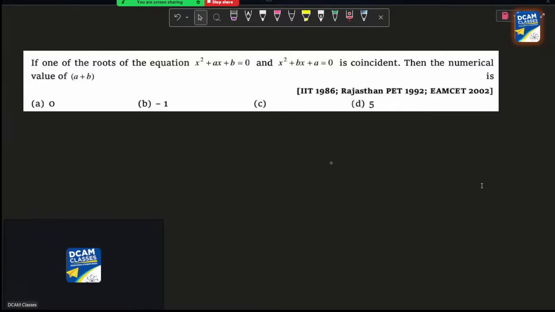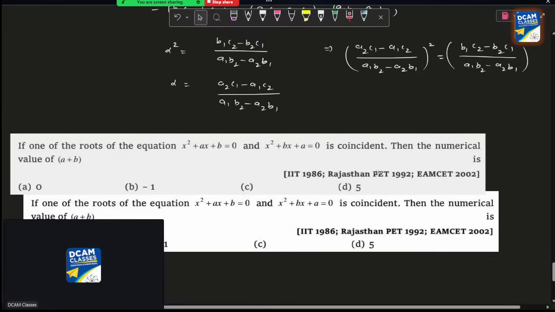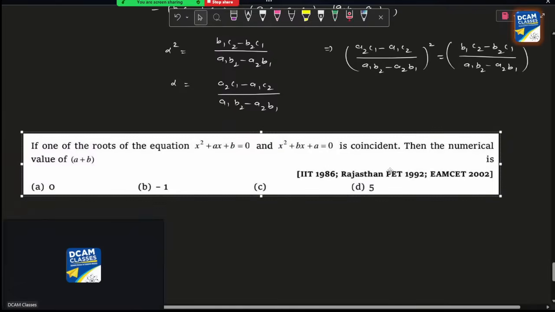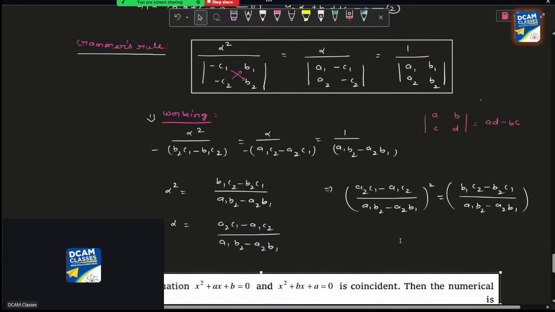So can you scroll it up a bit? Is it -1? You're getting -1. See? -1 is the answer, correct.